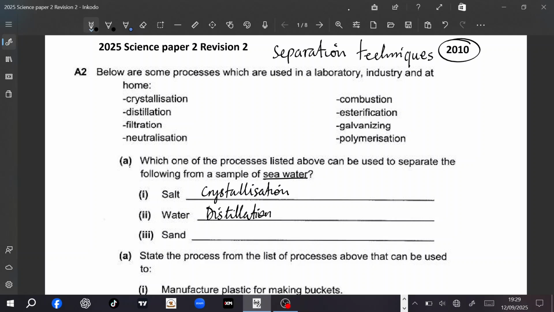Then the method that can be used to separate sand from seawater: sand does not dissolve, it is an insoluble substance. The method that we usually use to separate insoluble substances from a solution is filtration. So here it is filtration.